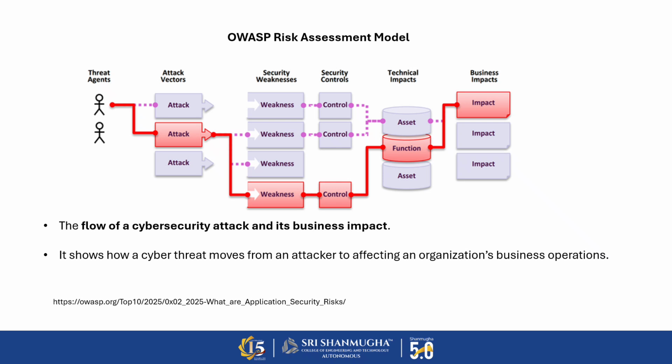Next comes the flow of cyber attacks and its business impact. The first one is the threat agent, second the attack vector, third the security weakness, fourth the security control, fifth the technical impact, sixth the business impact. This flow represents how a cyber threat moves from an attacker attacking the system to leading to business impacts. So the first one is the threat agent.